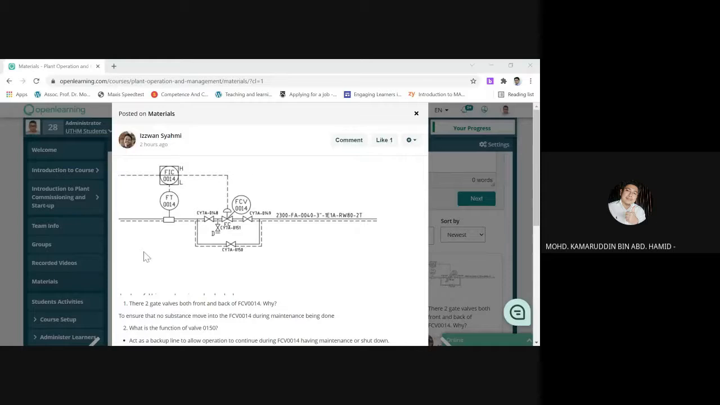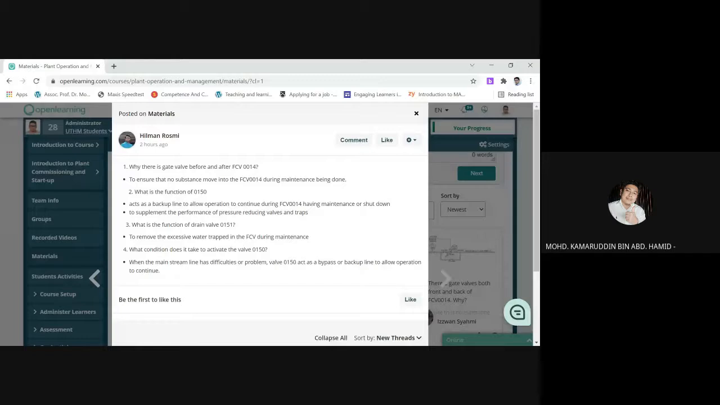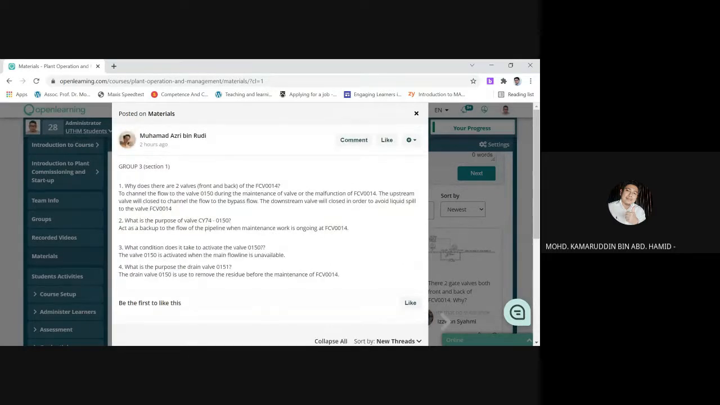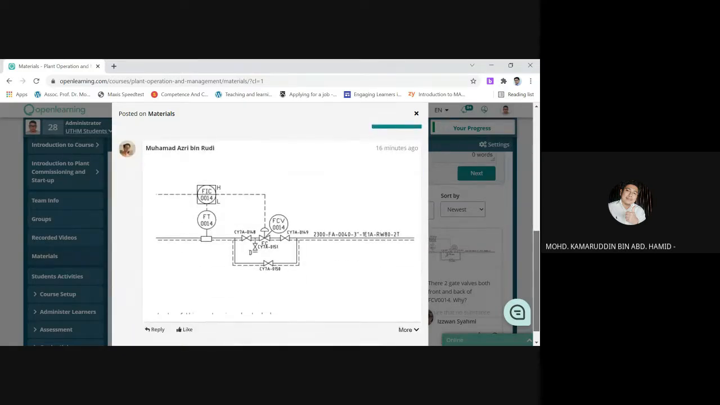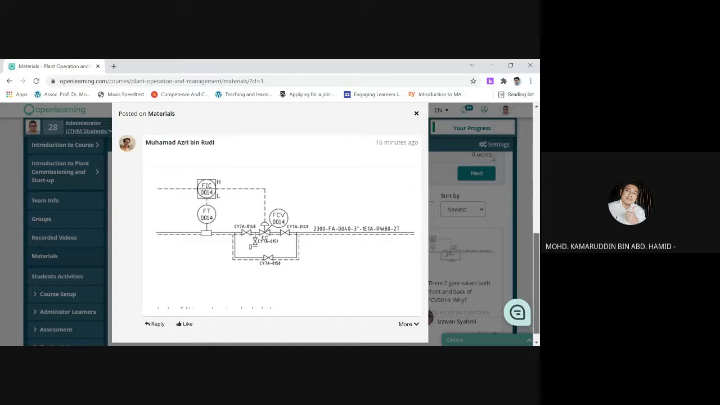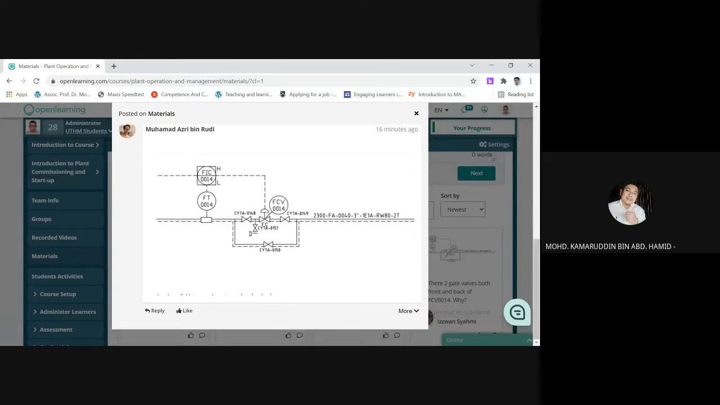Okay, so lebih kurang sama je korang ni, satu grup kan. Zuhairi pun sama, Azri pun. Azri, mana figure Azri? Oh, right. Yeah, this is also the same. Right, this is also the same with the group tadi. Because of this, usually this is common because the valve always stuck.